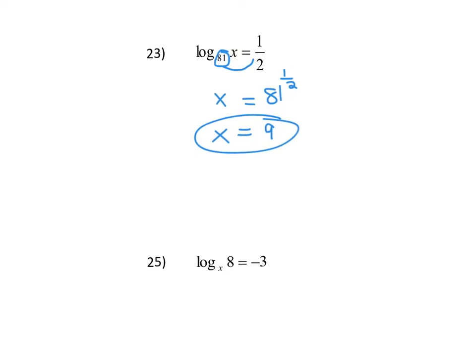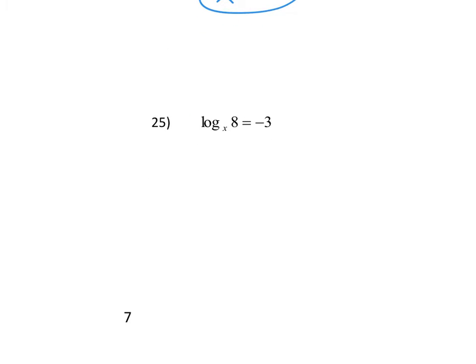Okay, and then number 25. So same thing. Let's circle the base and run the race. So that's going to leave us with x as the base to the -3rd power on the right side, and we're going to bring down the 8. Now here we're trying to solve for x, and since there's an exponent on it, remember to get rid of that exponent, we're going to raise both sides of the equation to the reciprocal power.